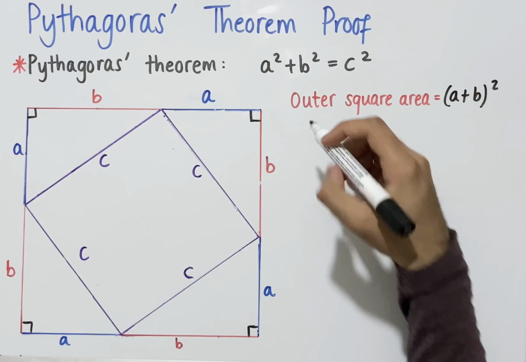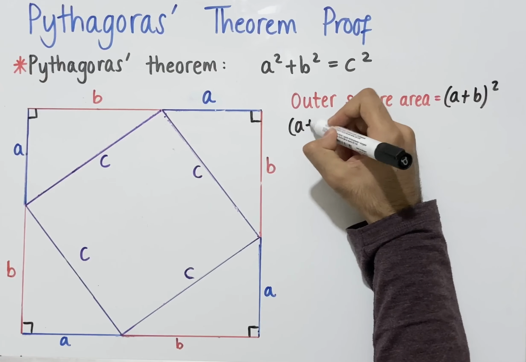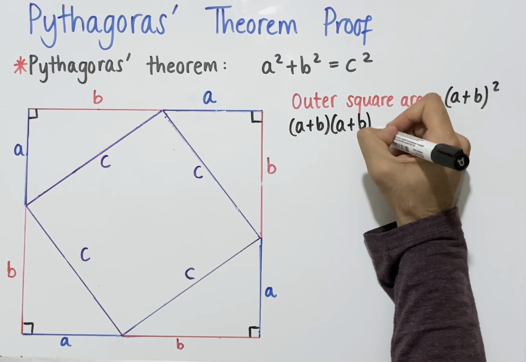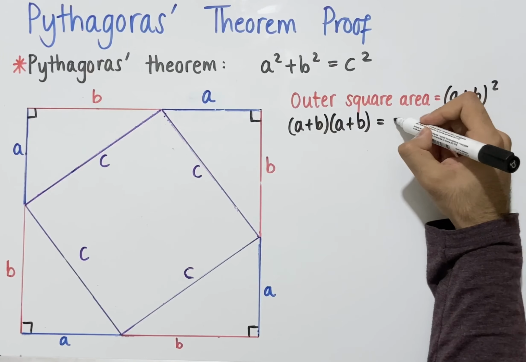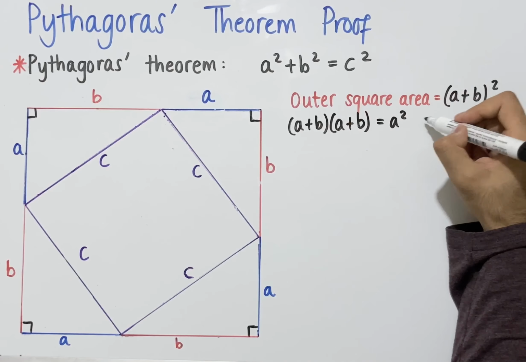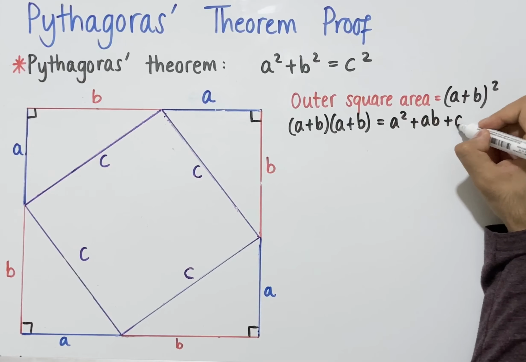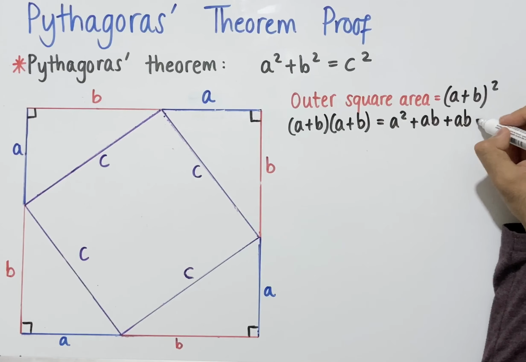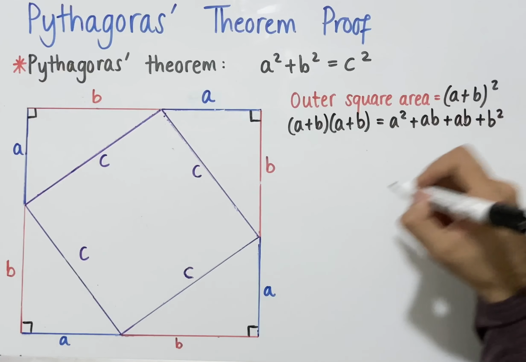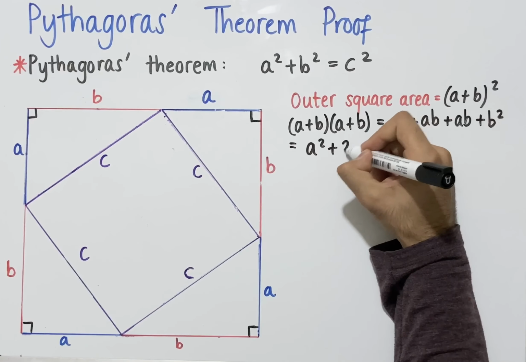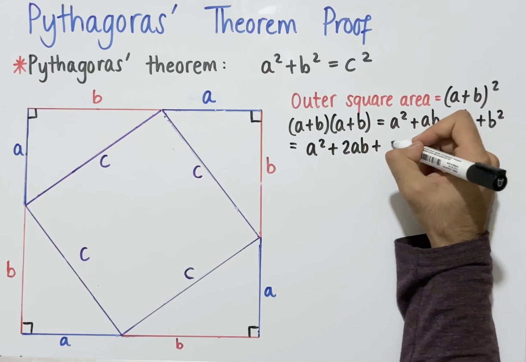So expanding this out, we have a plus b multiplied by a plus b, which equals, so a times a is a squared, a times b is ab, b times a is ba, or ab as well, and b times b is b squared. And if we collect like terms, we end up with a squared plus 2ab plus b squared.